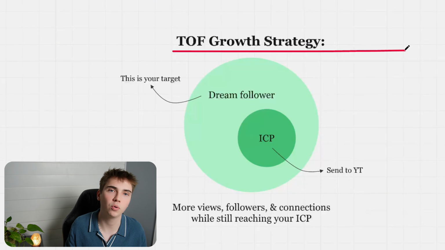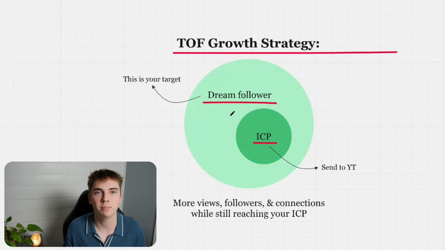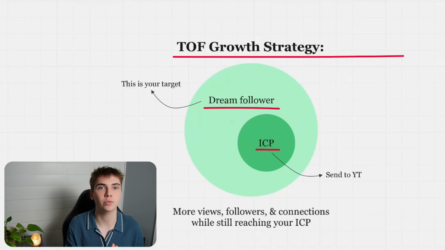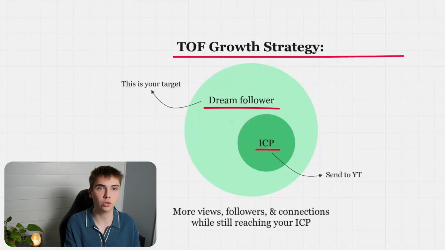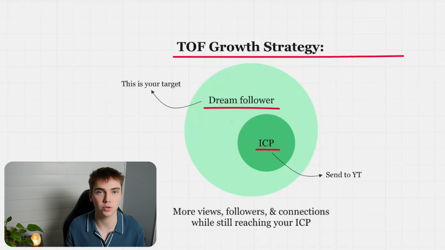And what people get wrong a lot of the time with top of funnel is targeting their ICP instead of their dream follower. And what I mean by this is obviously you probably know who your ICP is. You know the exact type of person that you want to sell your high ticket product to. And so your first thought is, okay, let me make videos on Instagram that target those types of people. But what you need to do instead is take a broader approach and do your dream follower, which will include your ICP, but it's larger so you can grow faster, get more views, and get more engagement.